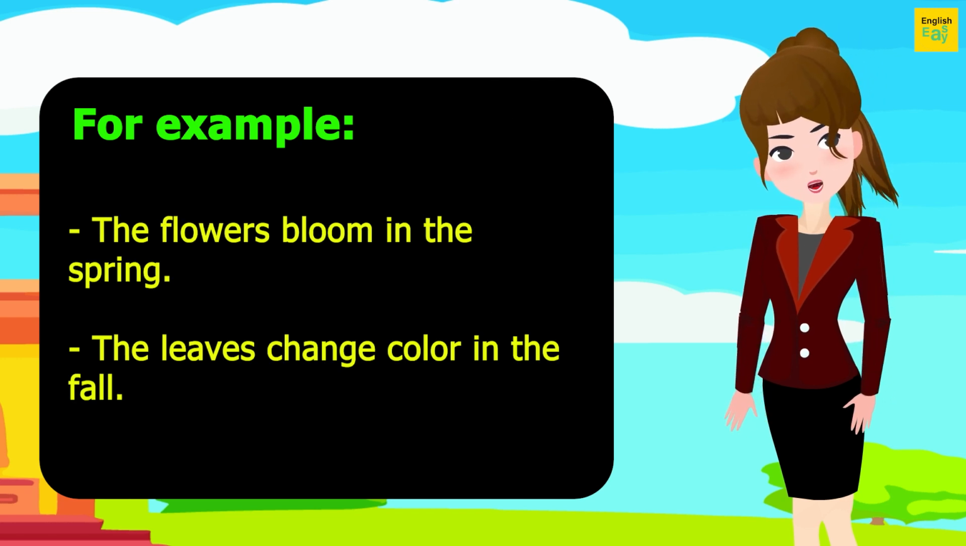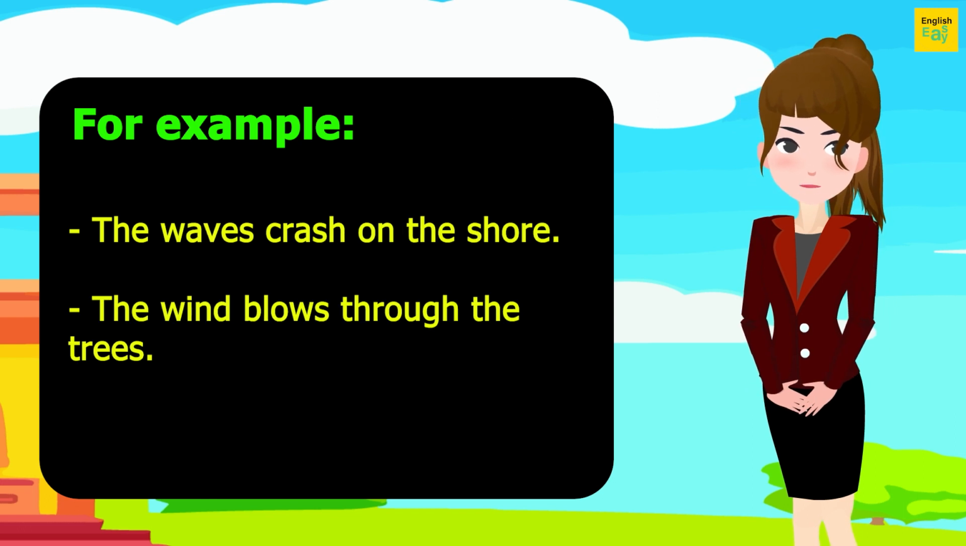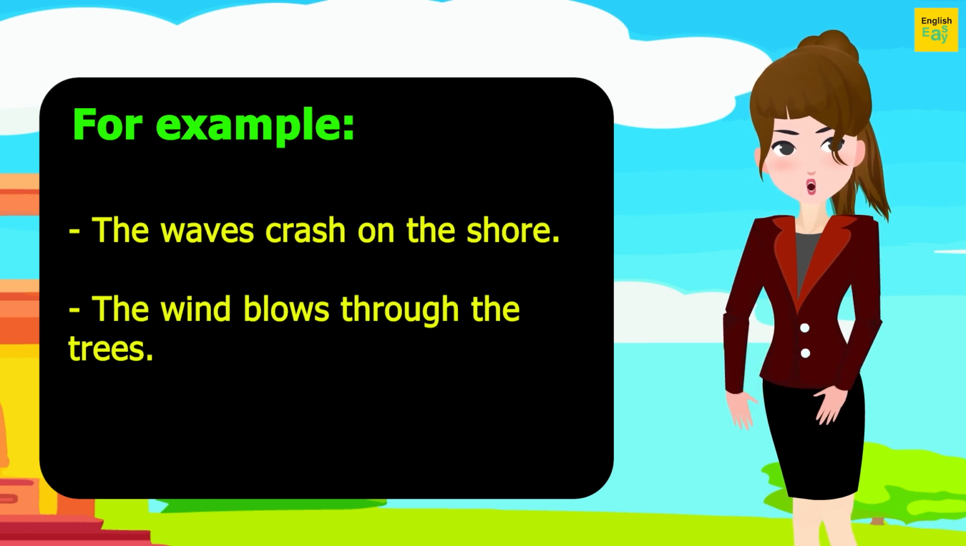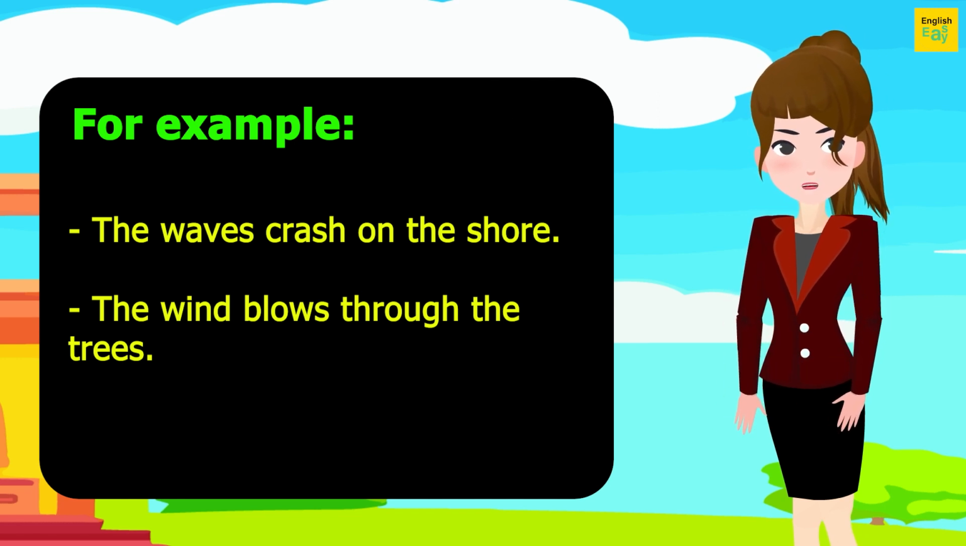The flowers bloom in the spring. The leaves change color in the fall. The waves crash on the shore. The wind blows through the trees.